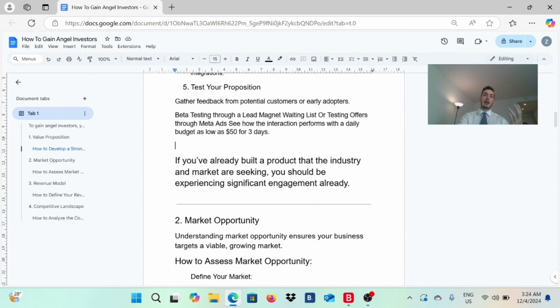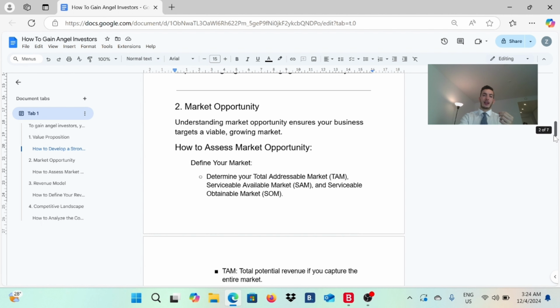If you have already built a product that the industry and the market are seeking, you should be experiencing significant engagement already. So yeah, that's exactly how things go. The market opportunity: understanding market opportunity ensures your business targets a viable, growing market.